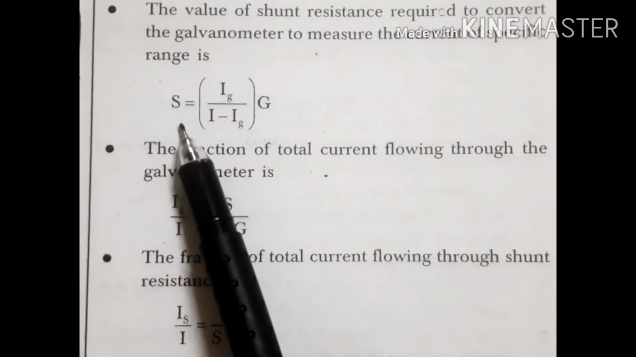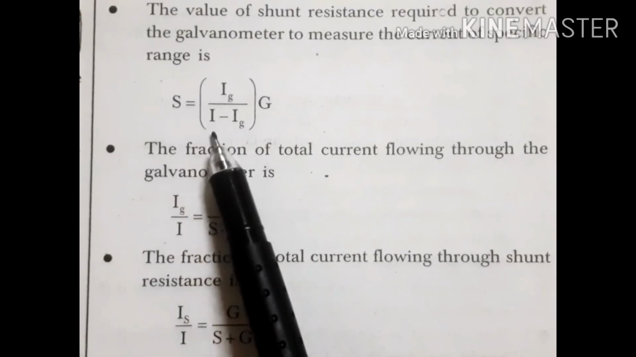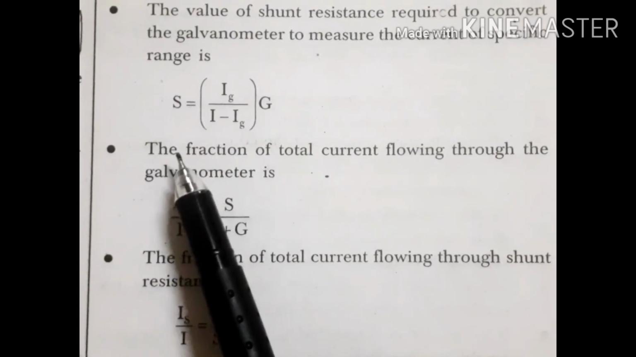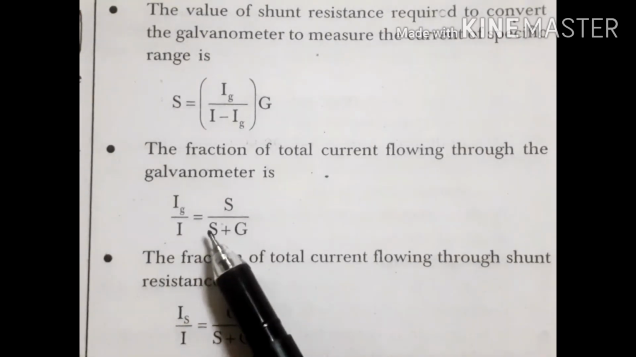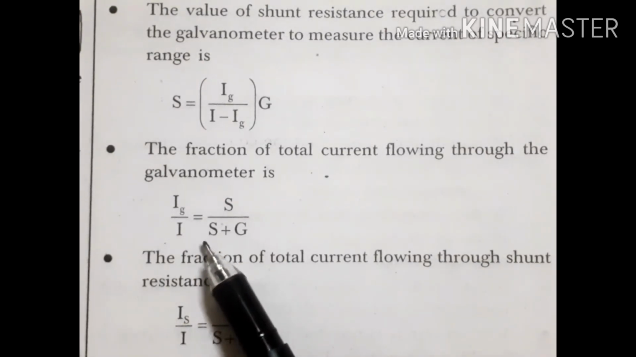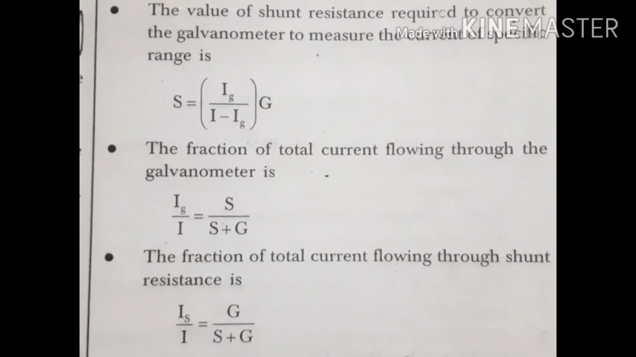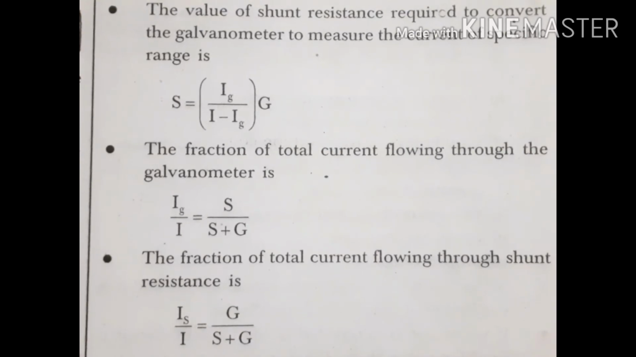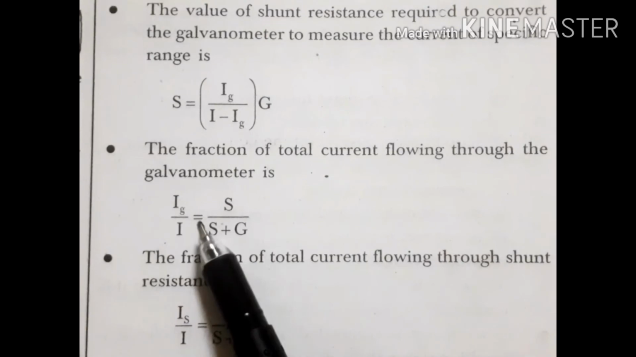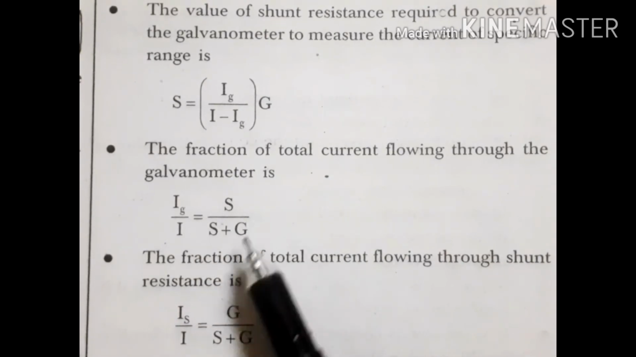This is the formula of shunt resistance. With the help of this formula, we are able to convert the given galvanometer into an ammeter to measure a specific range of current. The fraction of current that passes through the given galvanometer is given by Ig divided by I is equal to S divided by S plus G.